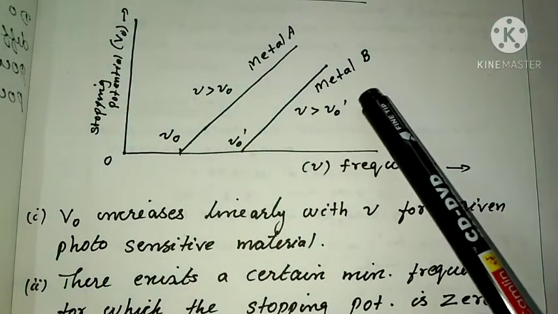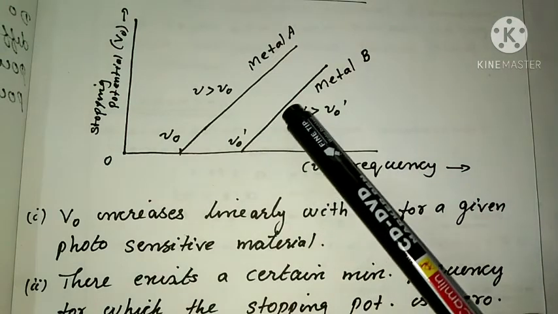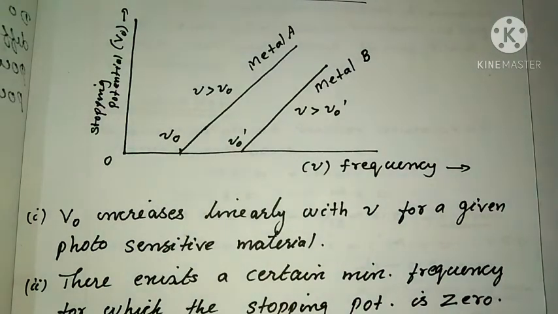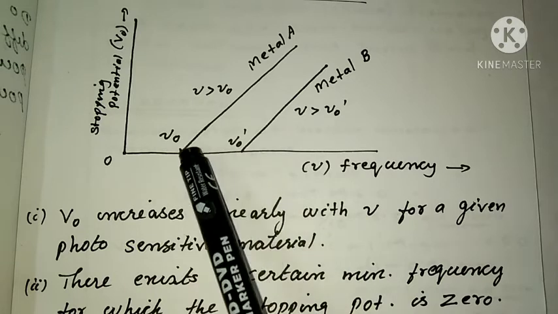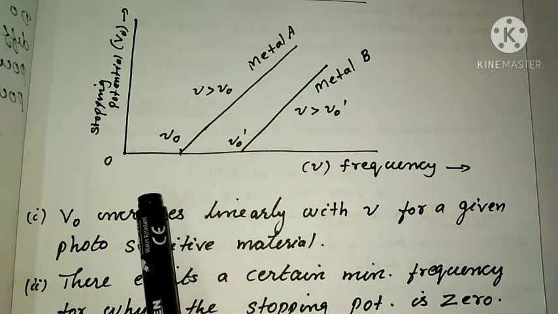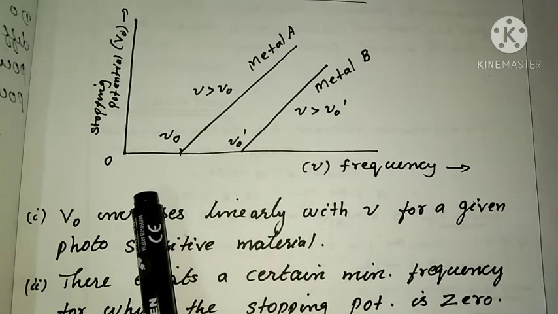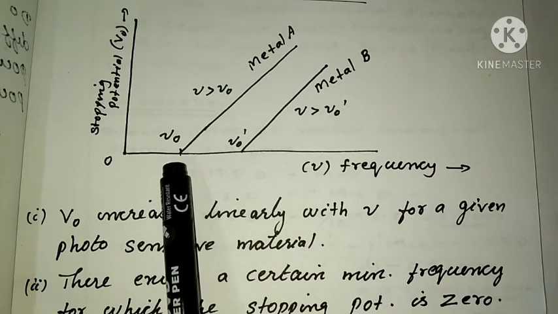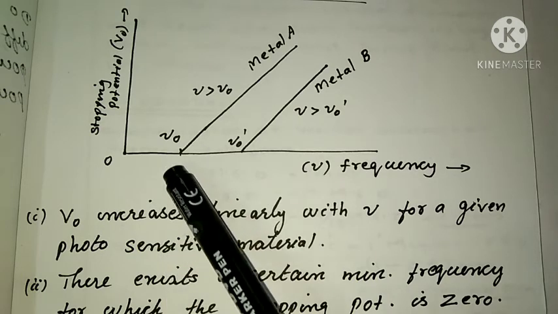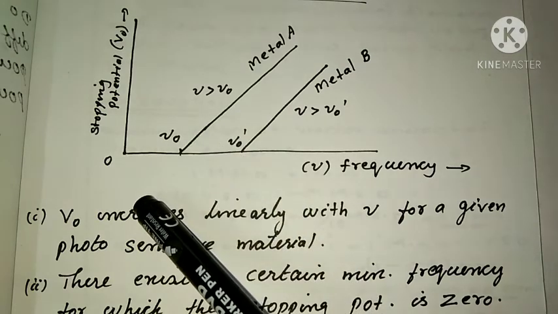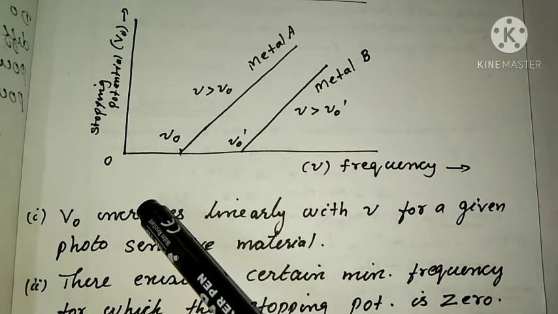When you consider metal B, here also when the frequency of the incident radiation increases, the stopping potential also increases. And there exists a minimum frequency, that is nu zero. So for metal A, this is nu zero. Below that minimum frequency, the stopping potential is zero. That frequency is known as the threshold frequency. So below that frequency, the photoelectric emission stops, isn't it?